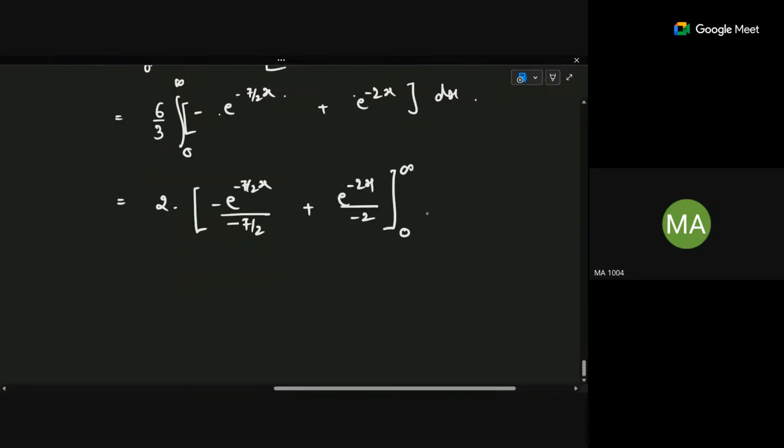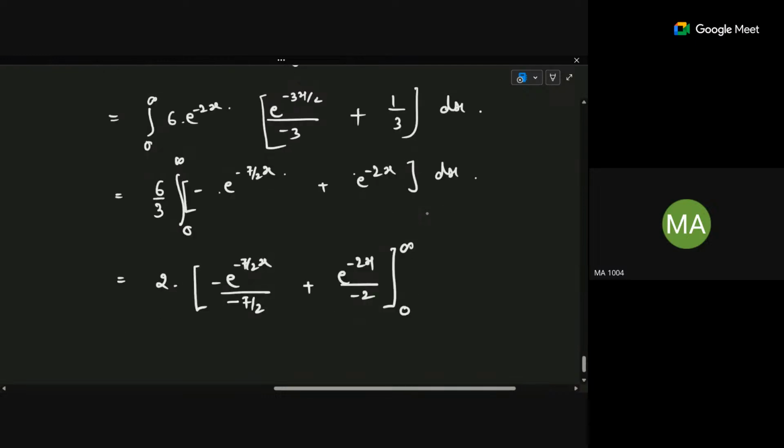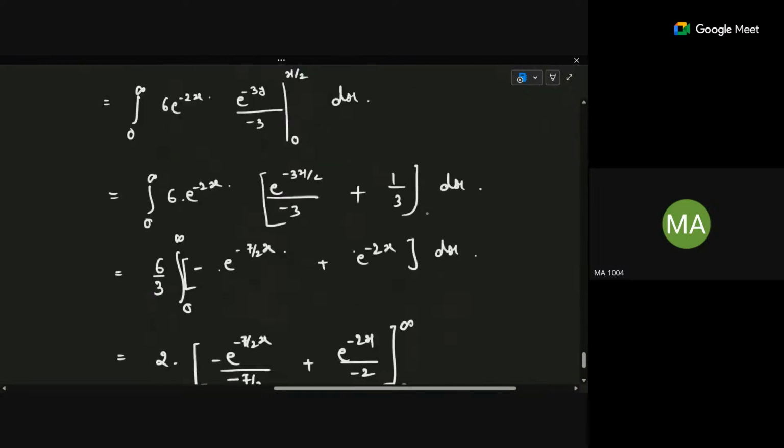So what is e to the power negative infinity? Do you know that? 0 or 1? 0. What is this answer? 0 or 1? You decide, ma'am, whatever you want. 2 by 7 plus. What is it? 0. e raised to minus infinity equals 0.